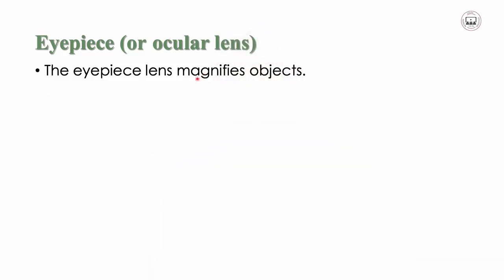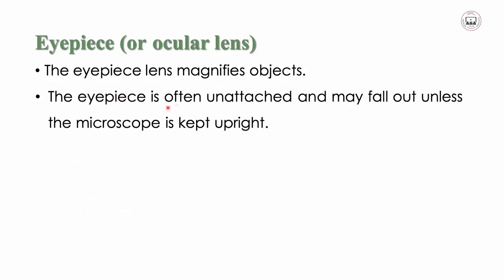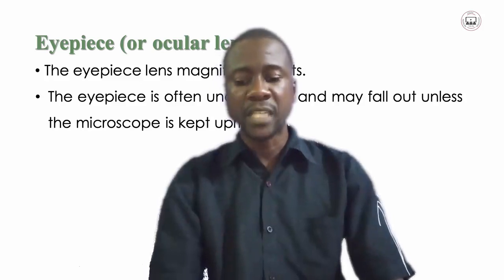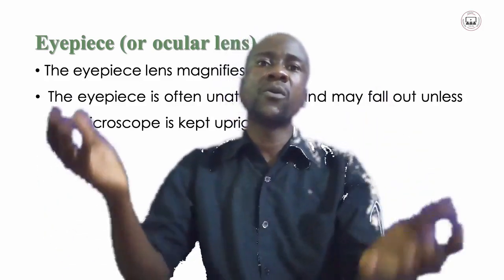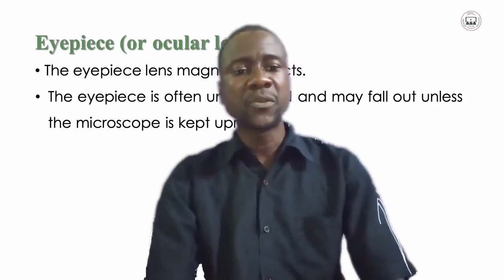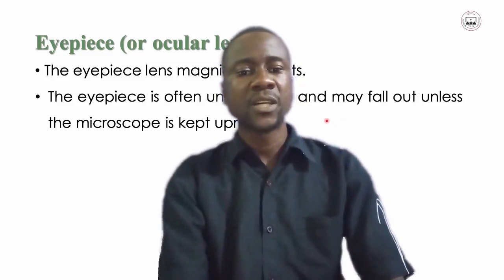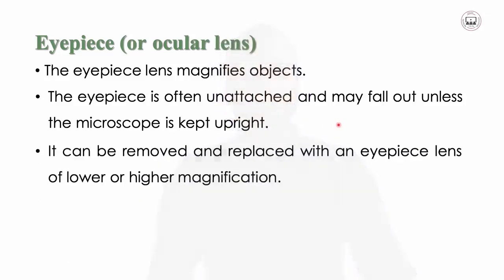So the eyepiece lens magnifies objects. The eyepiece is often untouched and may fall out unless the microscope is kept upright, which means that is supposed to be taken note. You should not be carrying the microscope in the upside down position, so that you may prevent the eyepiece from falling out of the microscope.